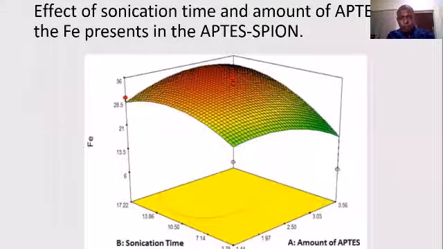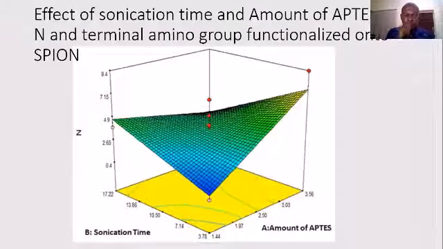Here from the sonication period, we can see that as the sonication period increases, so does the amount of agents used in the surface modification. But basically, we see that the amount of iron increases, perhaps due to oxidation of iron 2 to iron 3. That is why we have an increase in the amount of iron present in the sample. Here, we try to see the effect of the sonication time, the ultrasound, on the amount of organometallic compound that functionalizes the surface of the nanomaterial.